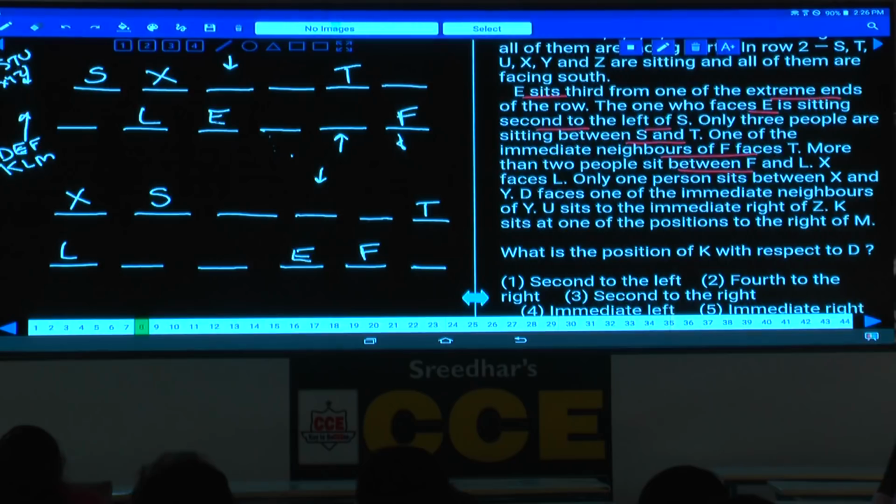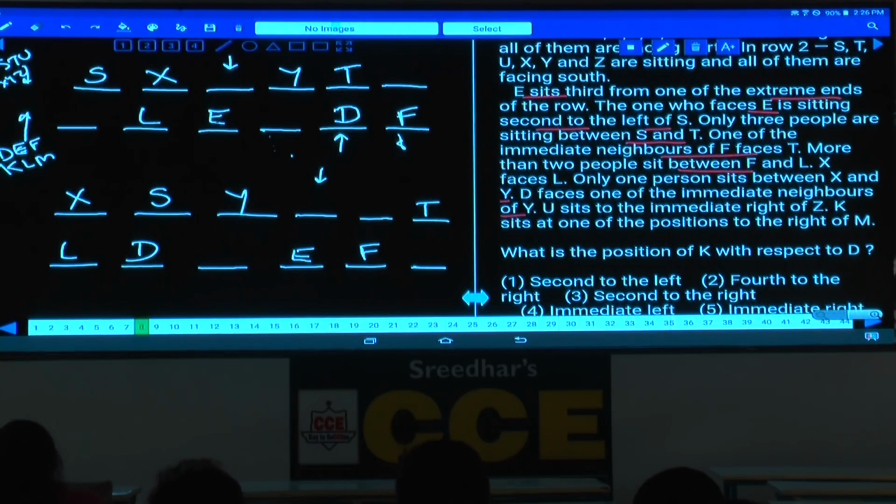X faces L, and only 1 person between X and Y. How many persons between X and Y? There is only 1 person. Only 1 person between X and Y. Y will be here. D faces one of the immediate neighbors of Y. Now D must be here. And D faces one of the immediate neighbors of Y. D must be here. Done?